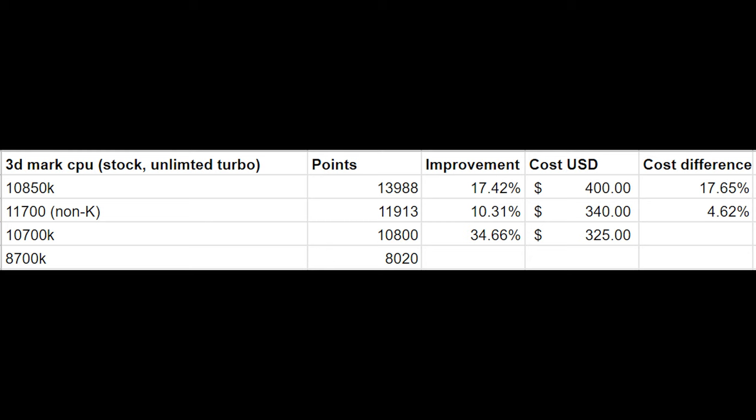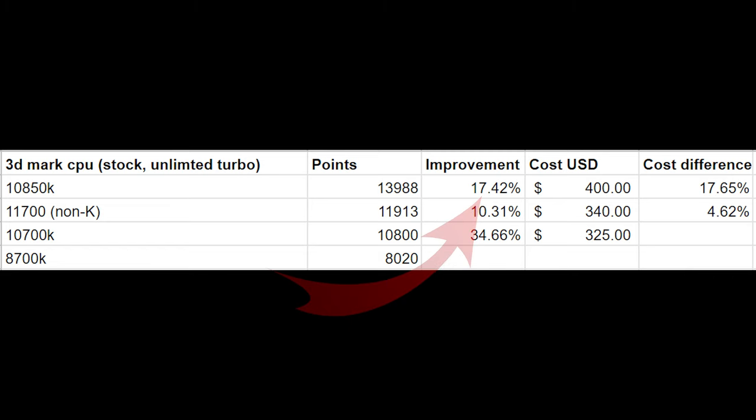Lastly, we'll look at 3DMark CPU scores. Here we can see that the stock 10700K beats the 8th gen 8700K by a whopping 37% to give a sense of what a two-generation improvement looks like. Now, comparing the 10700K at stock configuration to a locked 11th gen i7 CPU, we can see that the 11th gen chip is performing admirably well at a 10% improvement over the 10700K. Now, as I mentioned before, with a little bit of overclocking, we could probably push the 10700K to the performance of an 11700 non-K variant.